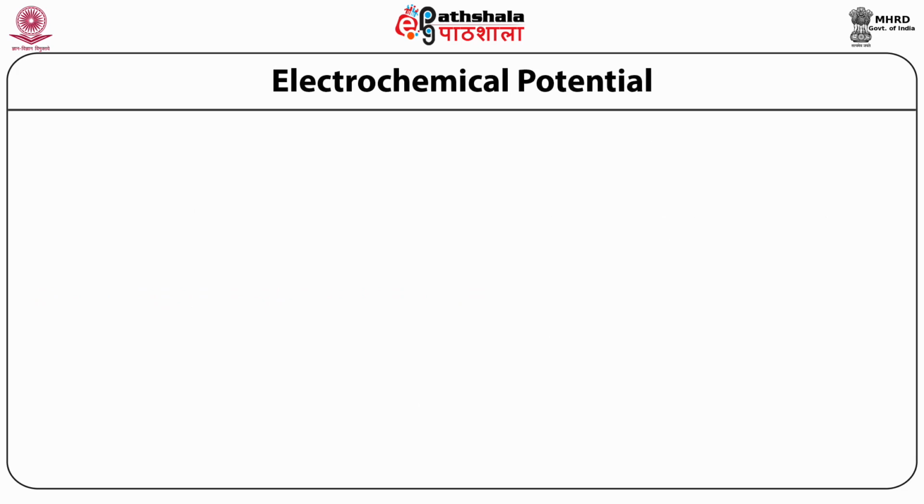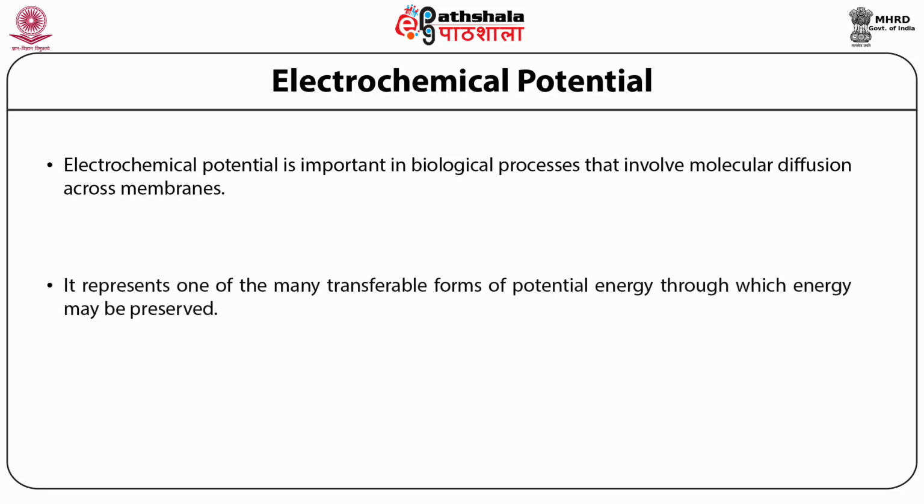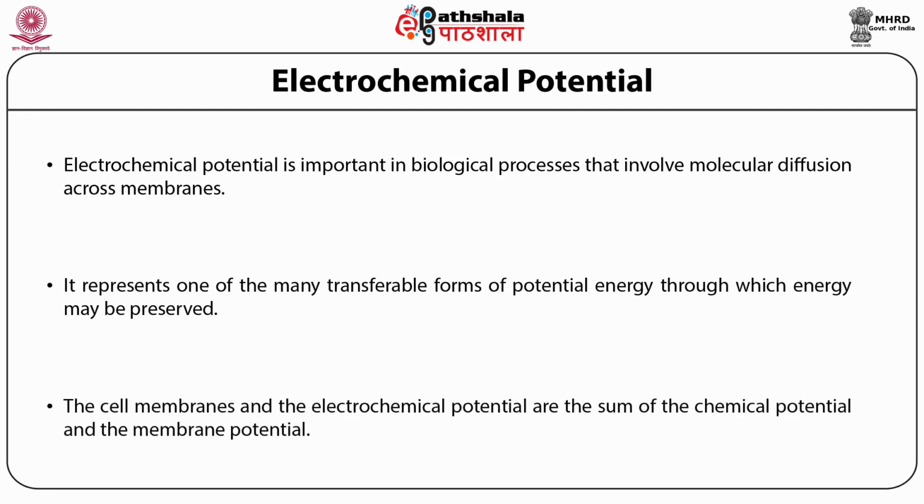Electrochemical potential importance. This is important in biological processes that involve molecular diffusion across cell membranes. Electrochemical potential represents one of the many transferable forms of potential energy through which energy may be preserved. For cell membranes, electrochemical potential is the sum of the chemical potential and the membrane potential.